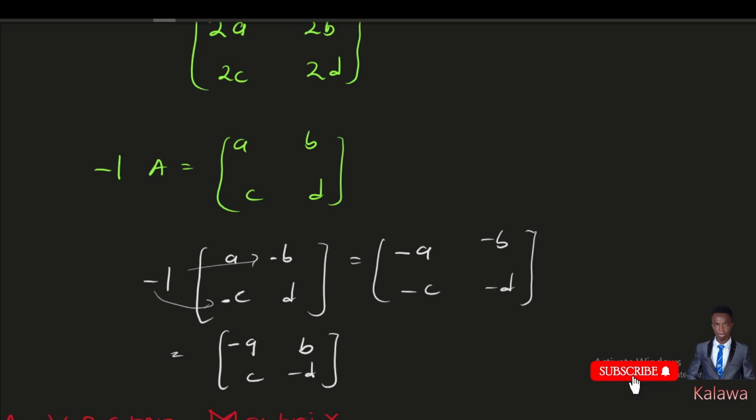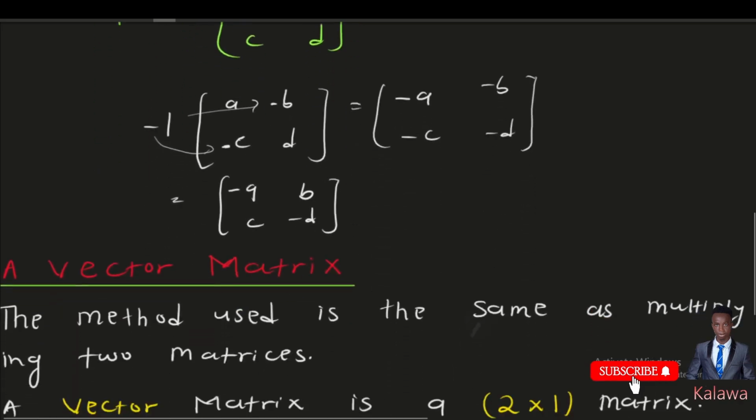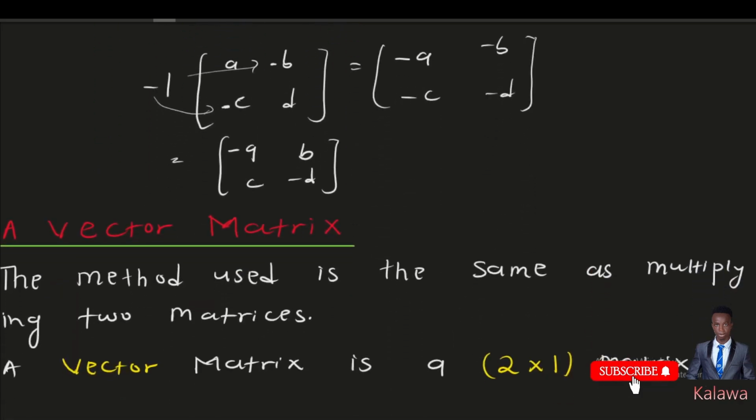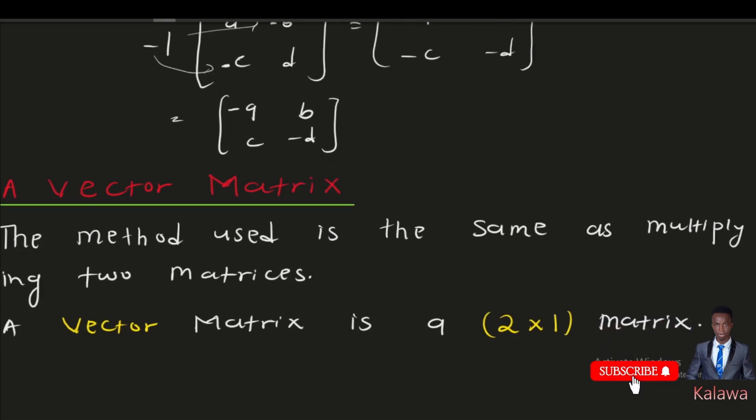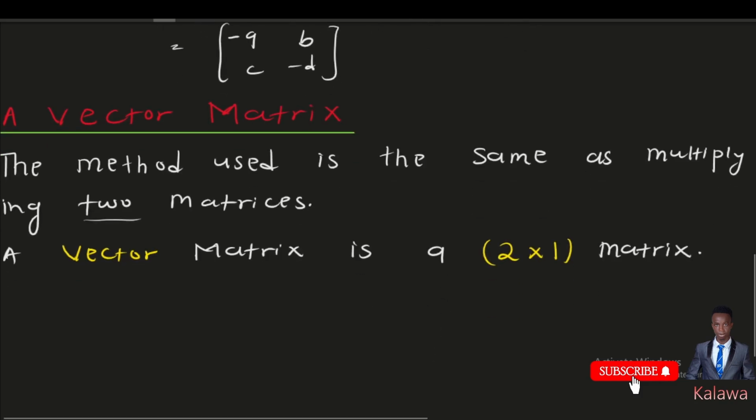And I'll be giving an example. So now let's discuss what then is a vector matrix. Remember, we are discussing the multiplication of a scalar matrix and that of a vector matrix. The method used is the same as multiplying two matrices. A vector matrix is a 2 by 1 matrix most of the time.